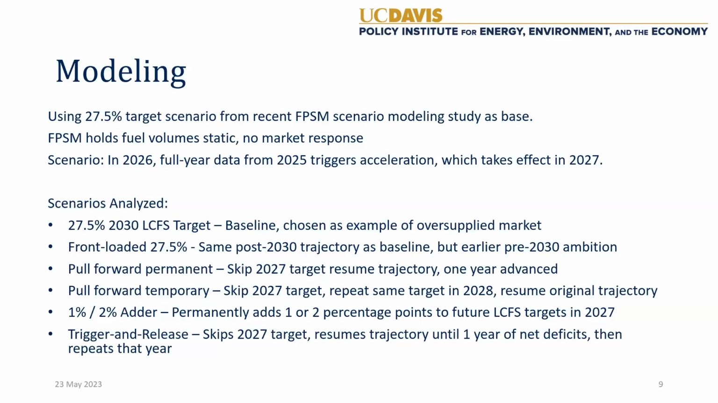We also looked at where we skipped the 2027 target and then held it for a year and then resumed the original trajectory. We looked at both a 1% and a 2% permanent addition, and then a mechanism I'm calling trigger and release, which is where you skip the 2027 target. So it looks like the permanent pull forward mechanism, except once the market goes through a year where it's in net deficits, it returns back to the original trajectory. And so one of the issues, and actually I'll get to the reason why this mechanism is important in just a moment. Next slide, please.